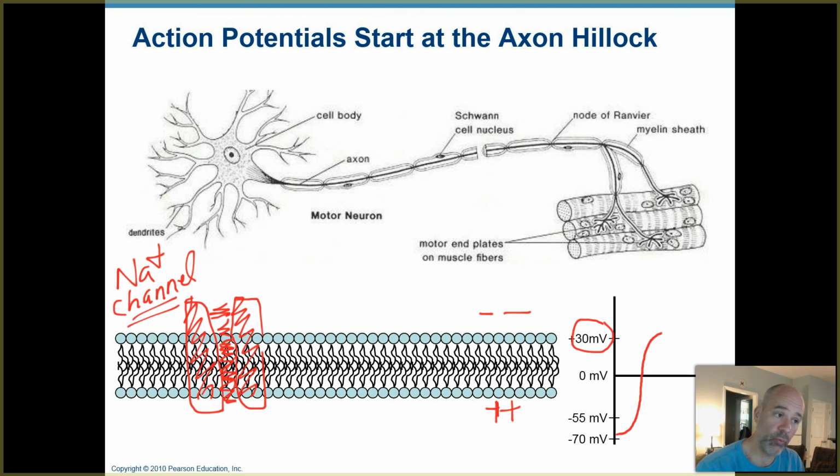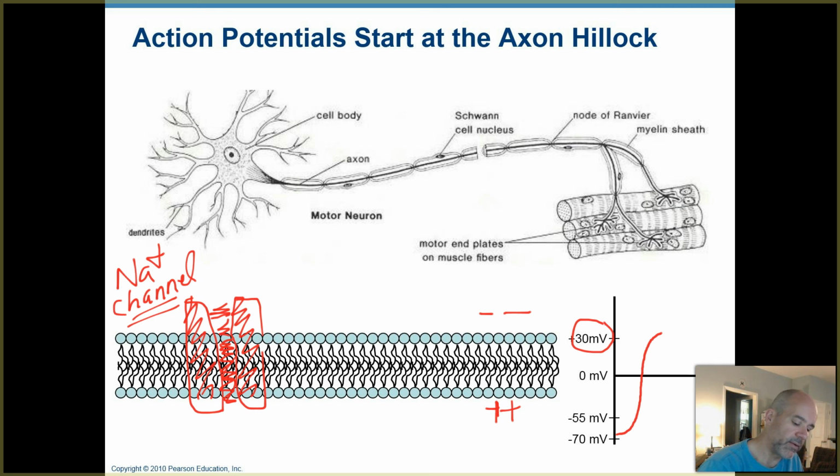Now we need to reset our membrane here around the axon hillock back to the normal values, because motor neurons often need to send signals over and over again, or it may need to rest for a while and send a signal later. So we've got to reset our membrane back to normal. We've got to stop this complete depolarization that's happened.